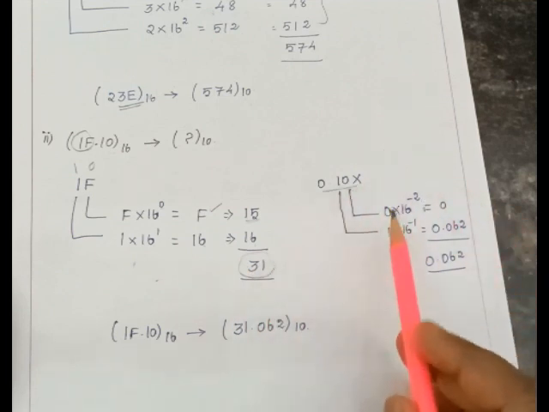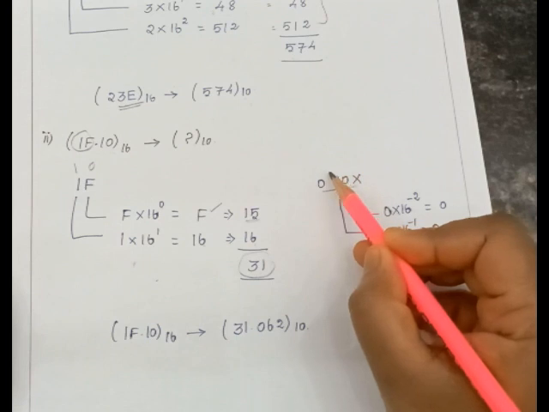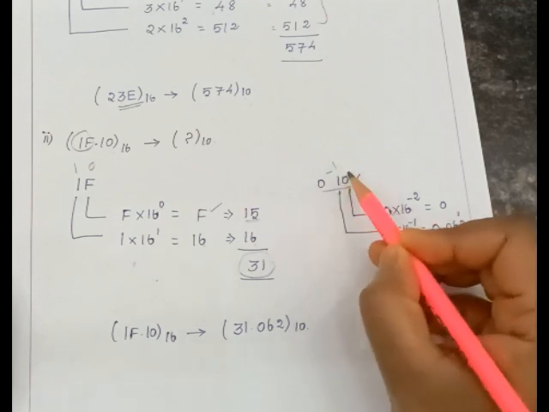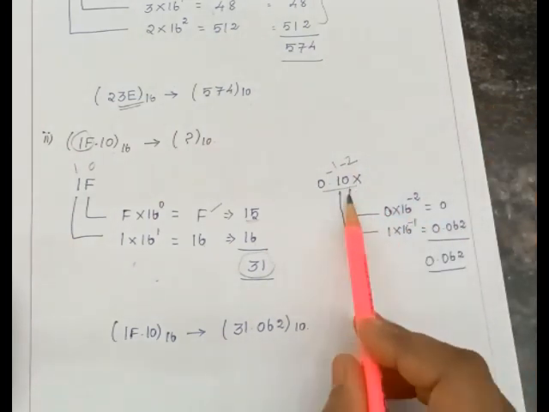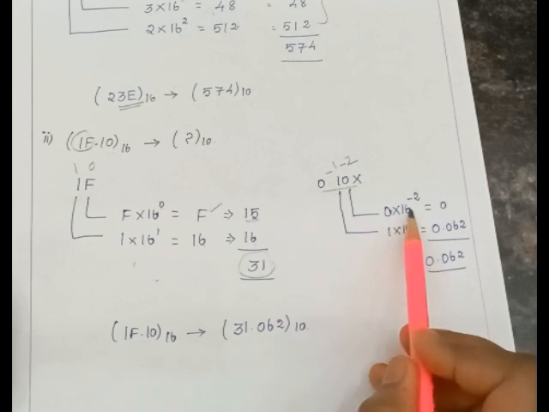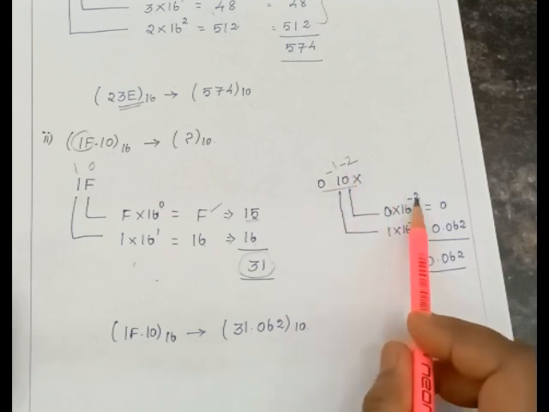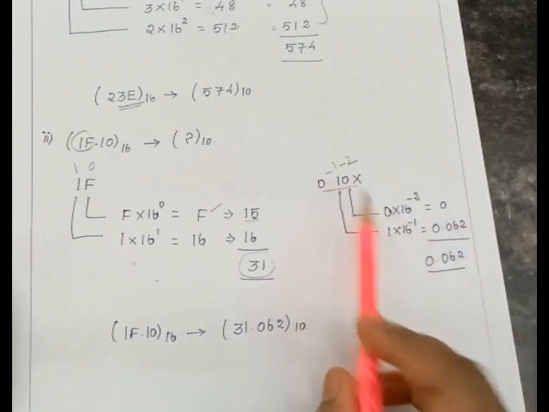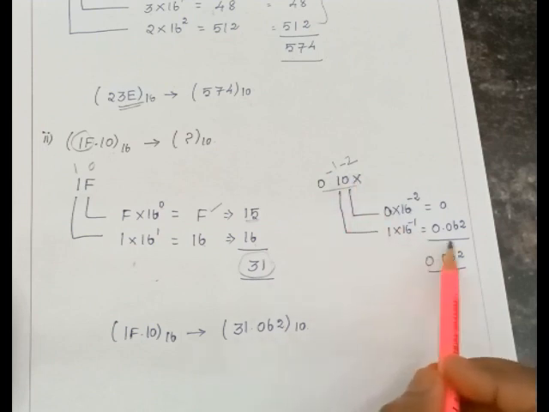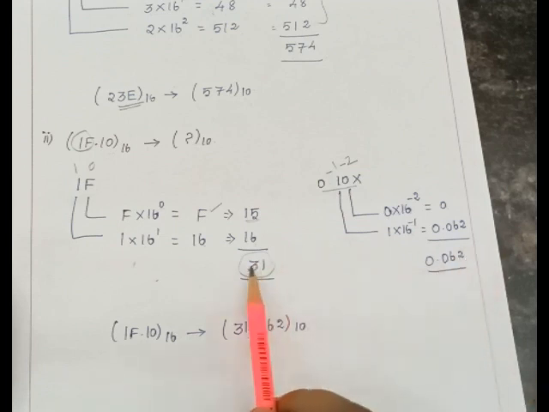And for the fractional part, the place value will be this. For this 1, the place value is minus 1, and for this 0, the place value is minus 2. So we have to calculate here, that is 0, which will be multiplied with 16 power its place value, that is 16 power minus 2, which is equal to 0, and this one is multiplied with 16 power its place value, that is 16 power minus 1, which is equal to 0.062. So we are getting 0.062. So consolidating these two, we are getting 31.062. So this is the equivalent decimal number for this hexadecimal number.